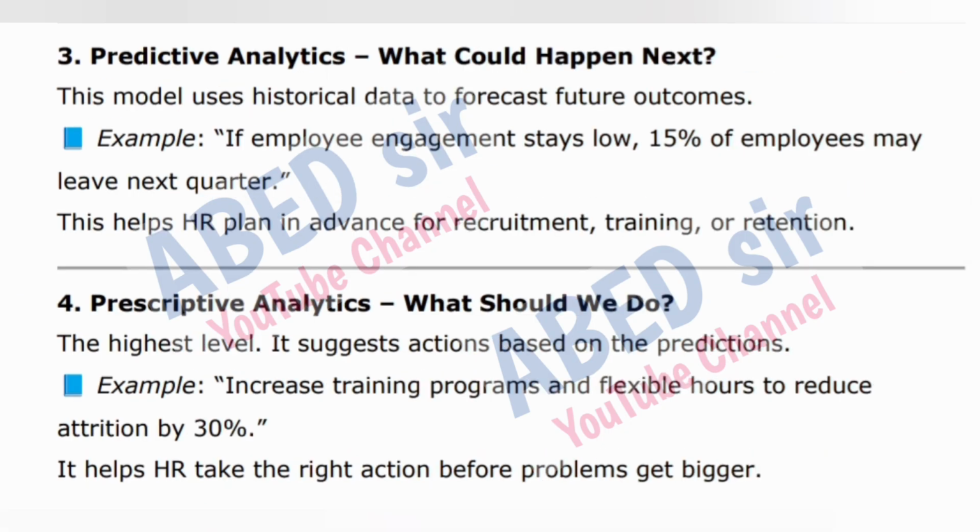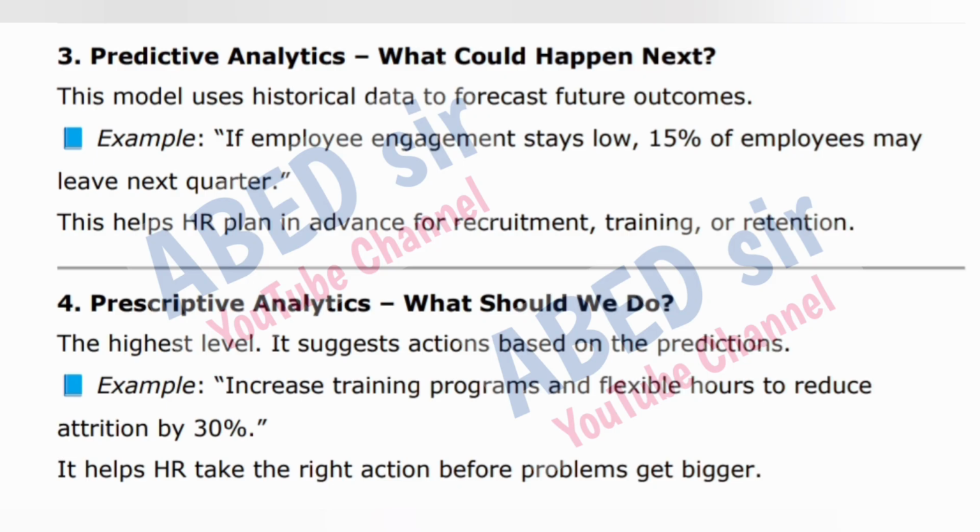3. Predictive analytics. What could happen next? This model uses historical data to forecast future outcomes. Example, if employee engagement stays low, 15% of employees may leave next quarter. This helps HR plan in advance for recruitment, training, or retention.